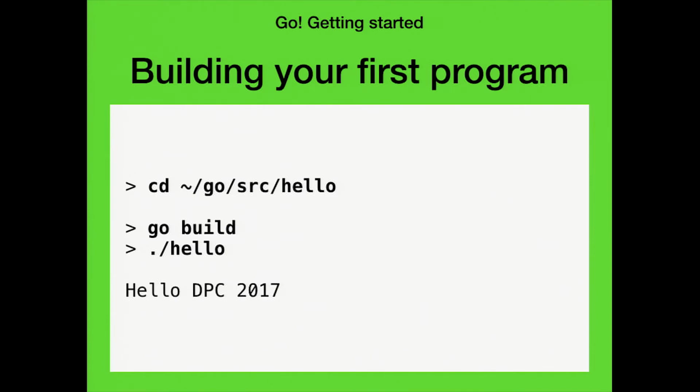So this is how you build. It's really simple. You can have some parameters to change the name of the output binary, but this is the essence. It creates a binary, and you run that binary, and then it says hello DPC 2017. Simple as that.